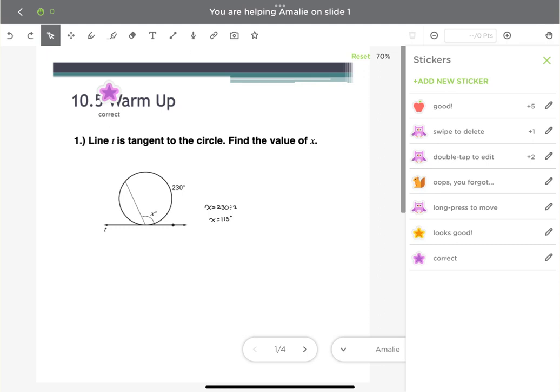All right, this was the first one. Almost all of you got it right. So that angle is an angle formed by a tangent and a chord, which means its value is half the arc it intersects. And half of 230 is 115.